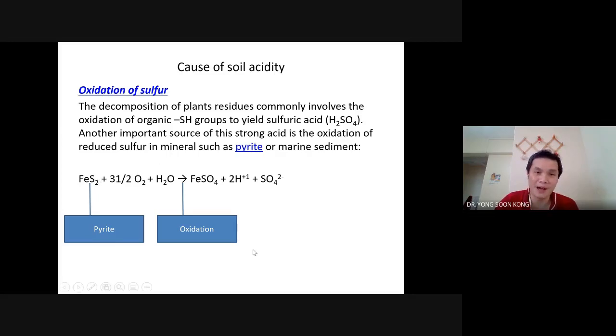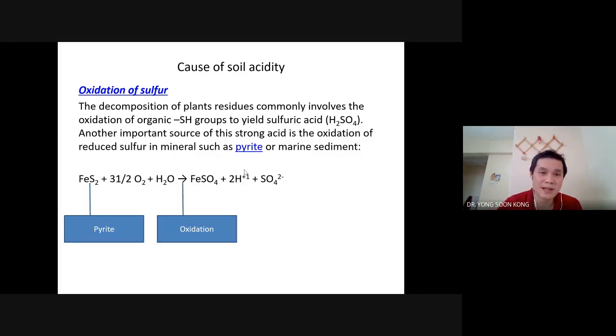And once again, how does it happen? The oxygen in the atmosphere will oxidize the sulfur in pyrite, and then it becomes sulfuric acid. Now, you probably cannot see sulfuric acid because the sulfate already combined with iron. So this is actually from the sulfuric acid. What you get is these two H plus. And this is also one of the major reasons of soil acidification in a few parts in Malaysia.